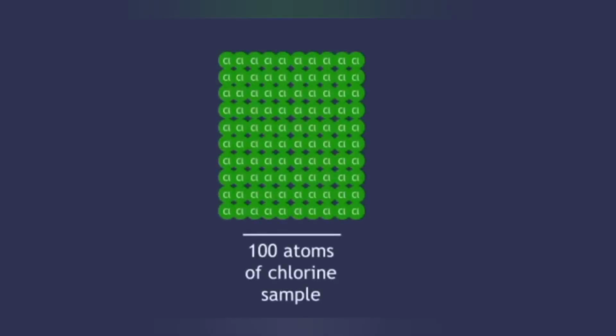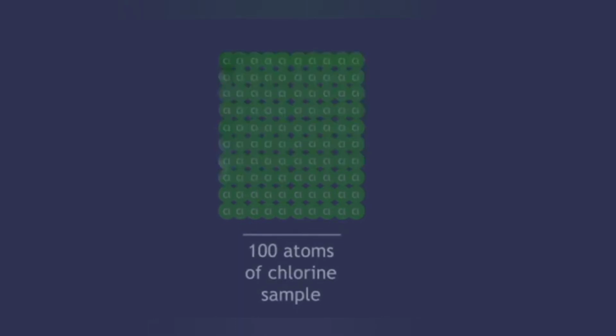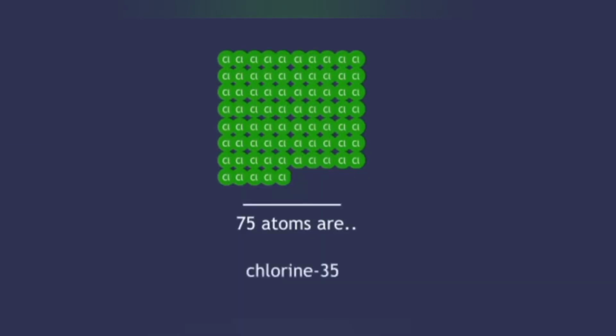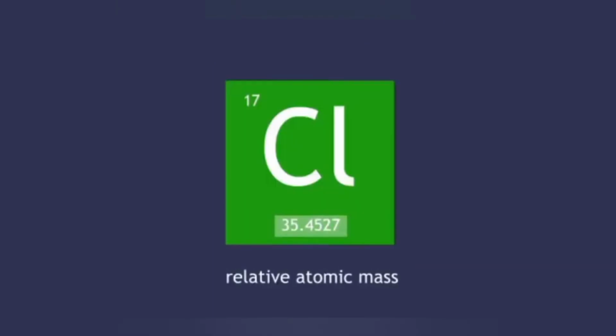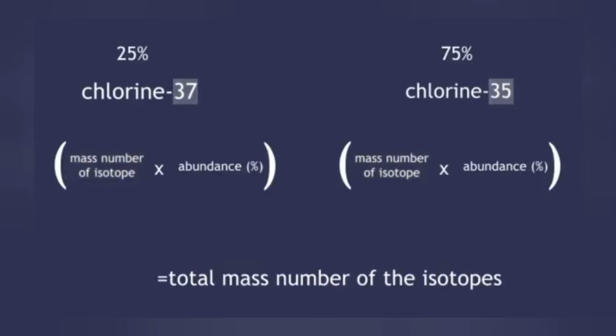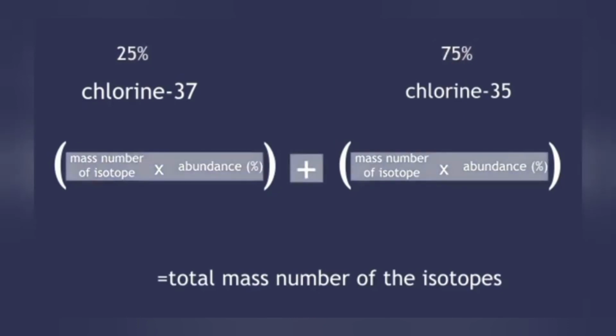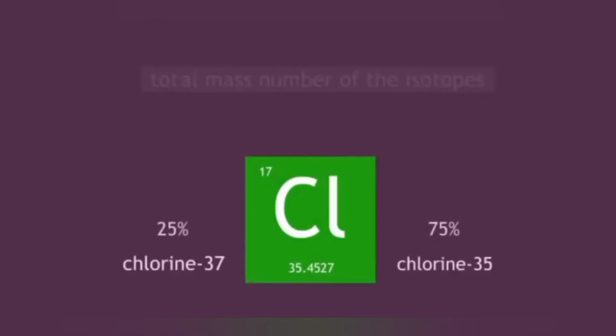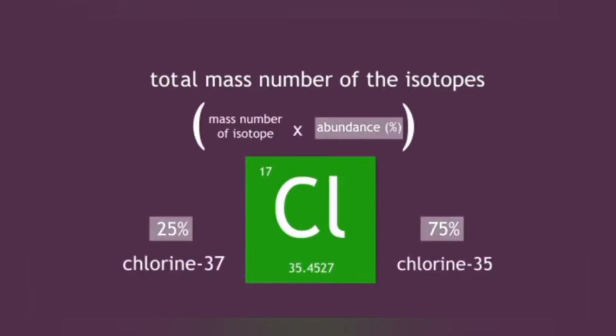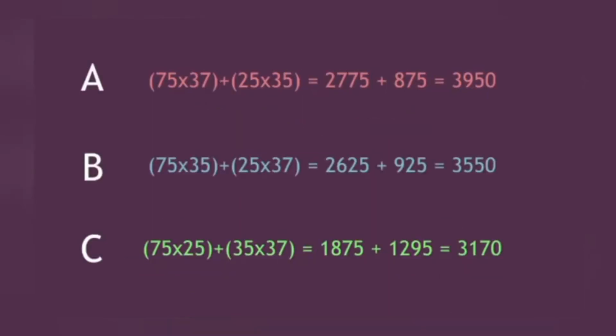In nature, out of 100 atoms of chlorine sample, 75 of those atoms are chlorine-35 isotopes, and 25 of those atoms are chlorine-37 isotopes. For you to be able to work out the relative atomic mass for chlorine, you have to multiply the mass number of the isotopes with its abundance percentage, and add these products together. This gives the total mass number of the isotopes. Using this data, can you calculate the total mass of chlorine isotopes using their abundance and mass numbers? Pause, think, choose, and continue when you're ready.